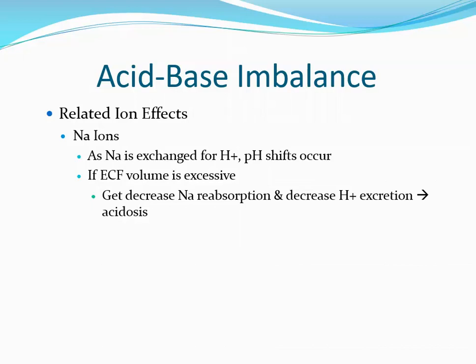Sodium ions. As sodium is exchanged for hydrogen at the level of the kidney, this will cause pH shifts to occur. If the EC volume is excessive, too much volume, this will cause a decrease in the amount of sodium reabsorbed by the kidneys. The kidneys will not reabsorb as much sodium. As a result, if they can't reabsorb sodium, you're going to see a decrease in the ability to excrete hydrogen ions. Hydrogen ions will build up, and this can create acidosis.